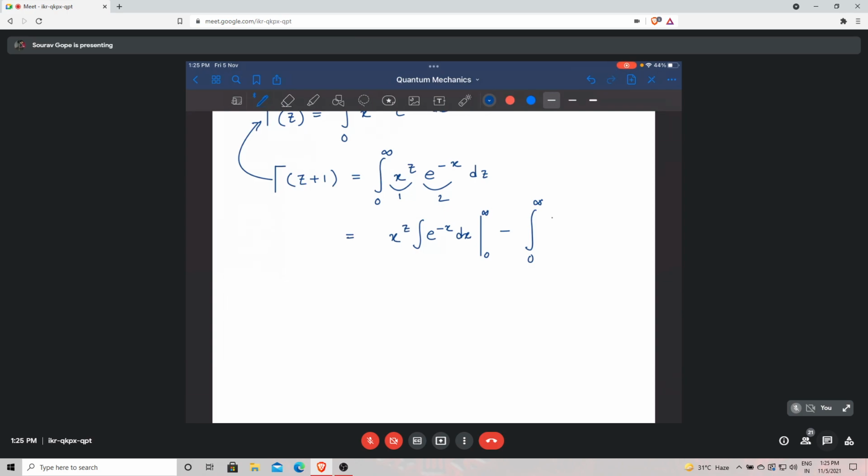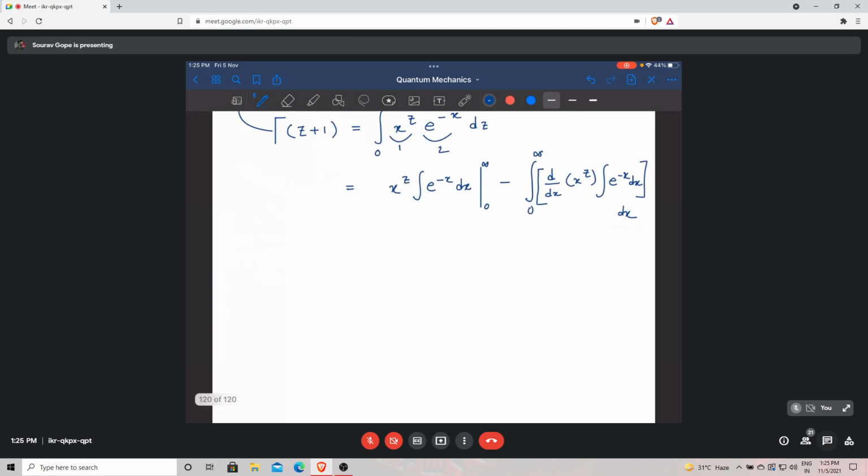And now we can take d/dx of x to the power z integral of e to the power minus x dx and the whole, this dx, right?